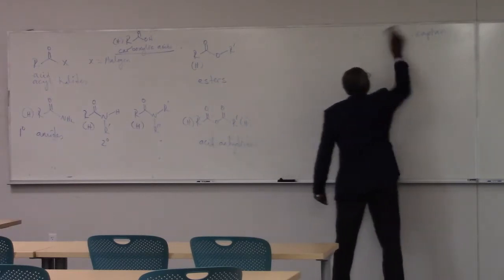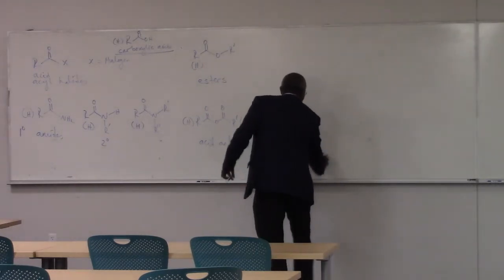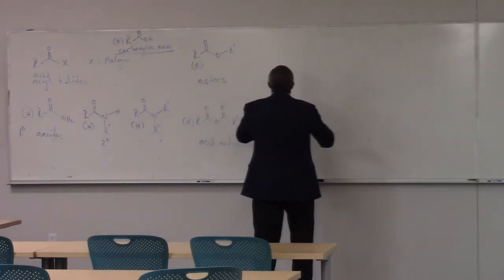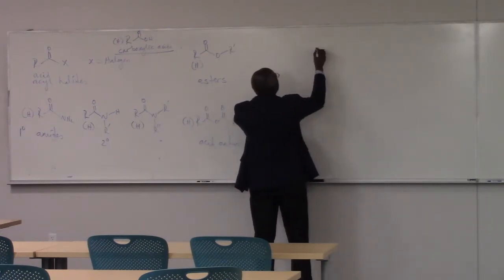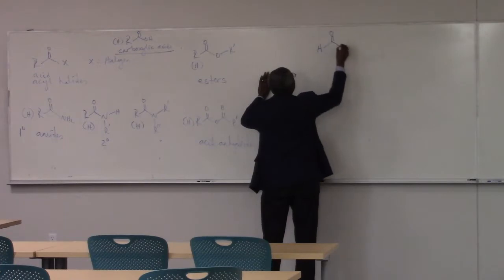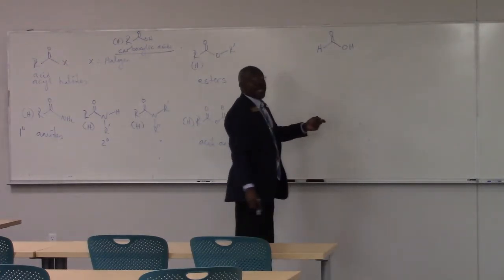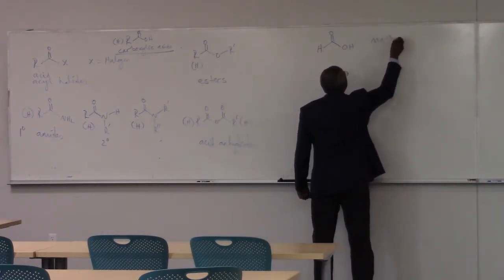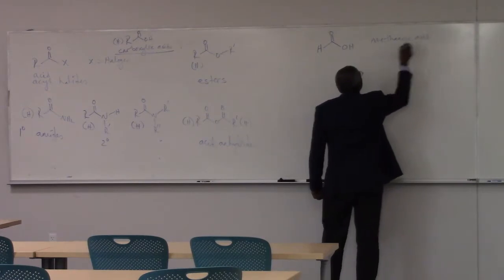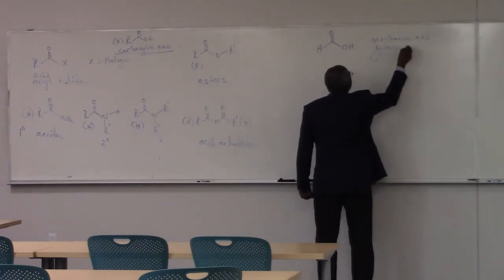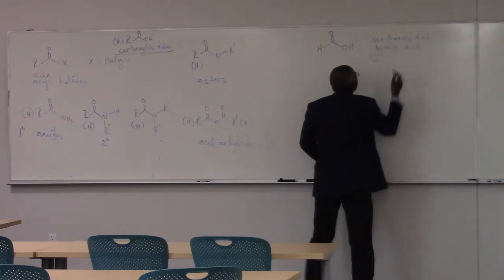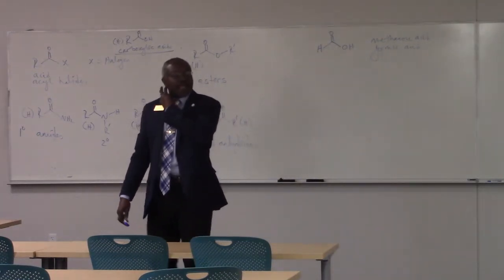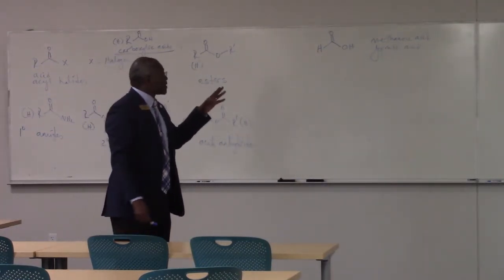So let's draw a couple of examples. Let's start with the parent, if you will. The simplest carboxylic acid would be HCOOH. That's called methanoic acid. In the bad old days, it was called formic acid. It's called formic acid because it's one of the compounds found in ant venom. The Latin name for ant is formica, and one of the compounds in ant venom is formic acid.